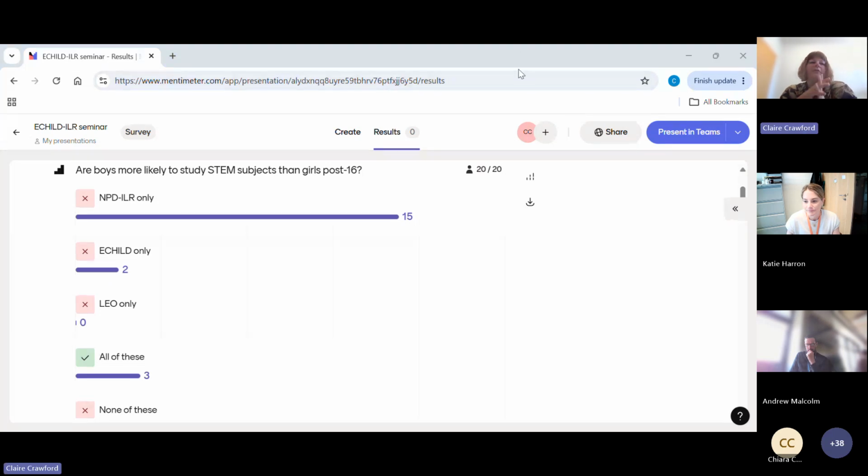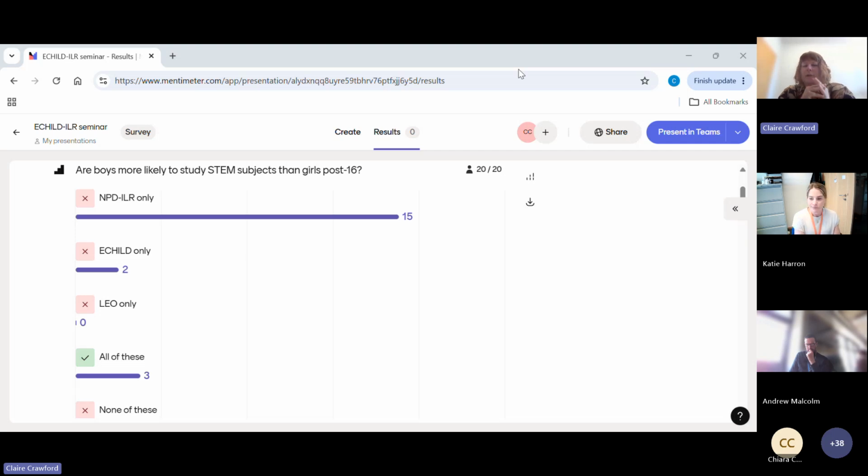Okay, so the first question was whether boys are more likely to study STEM, science, technology, engineering and math subjects than girls post 16. So the options here were, can you do that using NPD and ILR only? Can you do it using ECHILD only? Can you do it using LEO only? All of these data sets or none of these data sets?